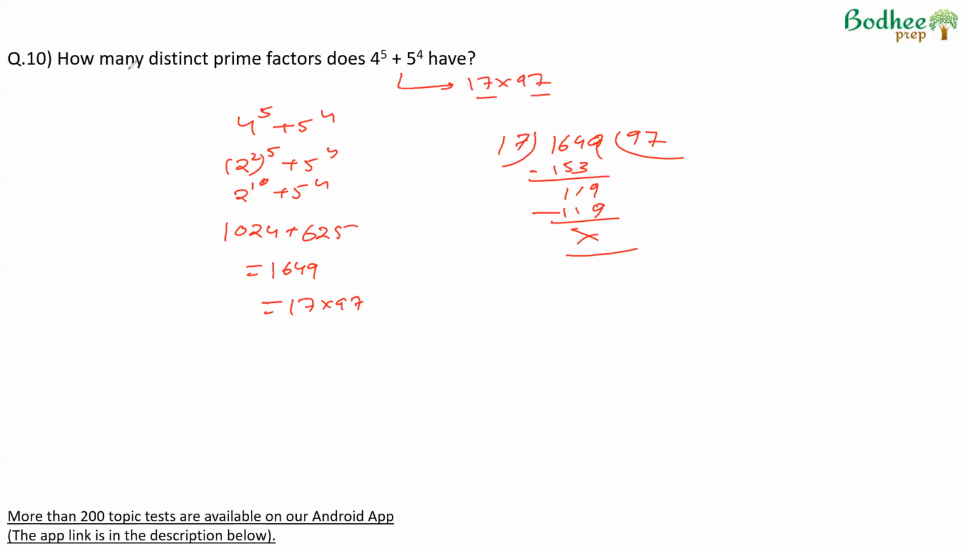These will be the two. How many distinct prime factors does it have? These are the two distinct prime factors that this sum will have. And therefore, the answer becomes 2.